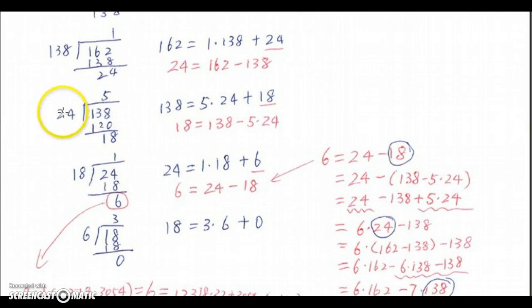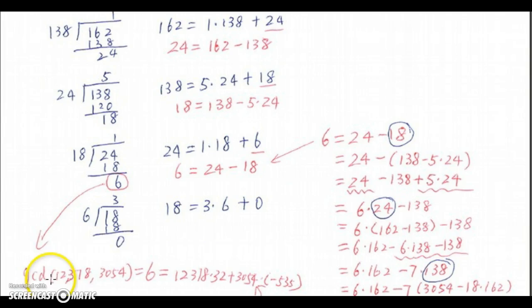So we take 24 and the remainder 18. 24 divided by 18, the remainder is 6. And 24 is 1 times 18 plus 6. The remainder is still not 0, so we take 18 and divide by 6, the quotient is 3, and the remainder is 0. So now we can stop. What is the greatest common divisor? The last remainder before 0, so that would be 6. That means the greatest common divisor of these two numbers is 6.